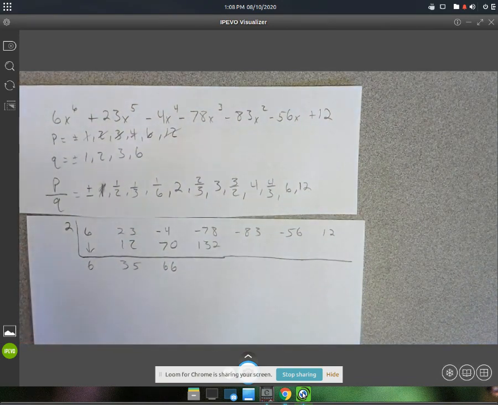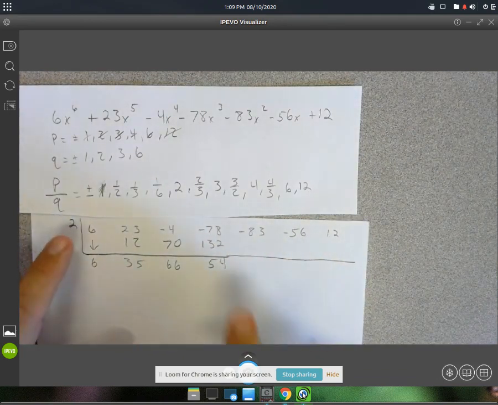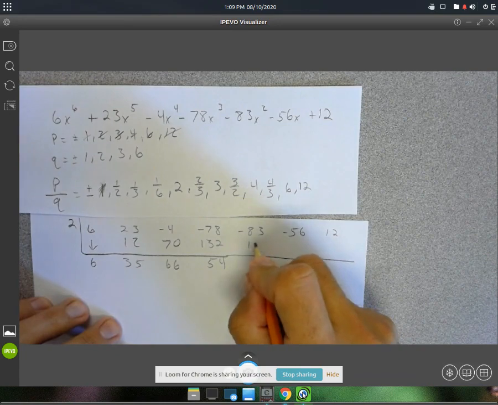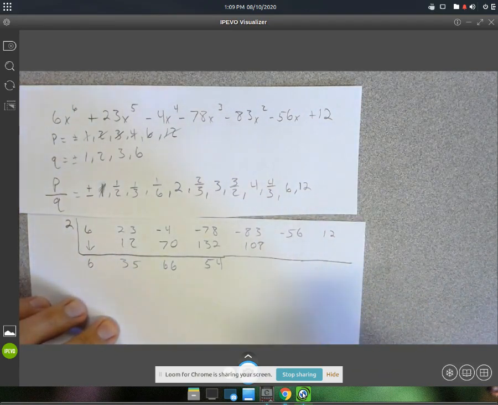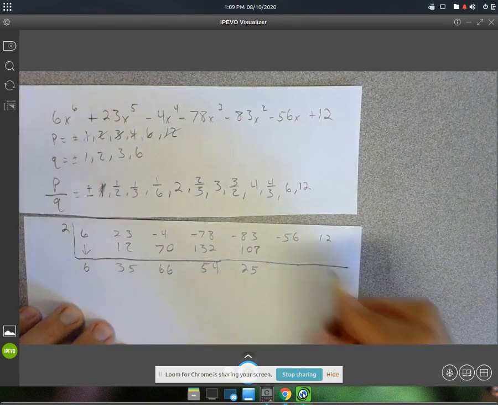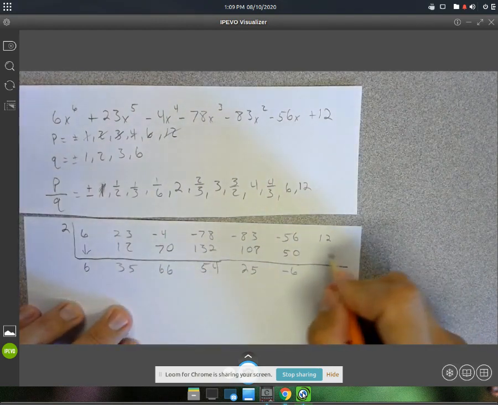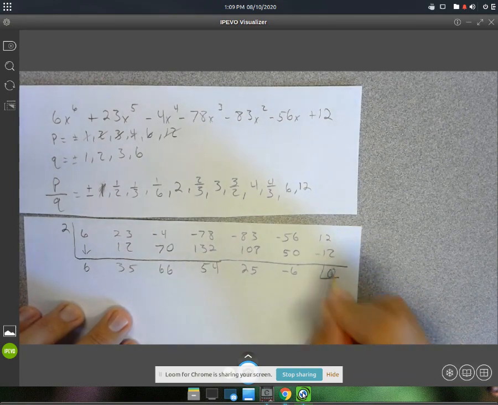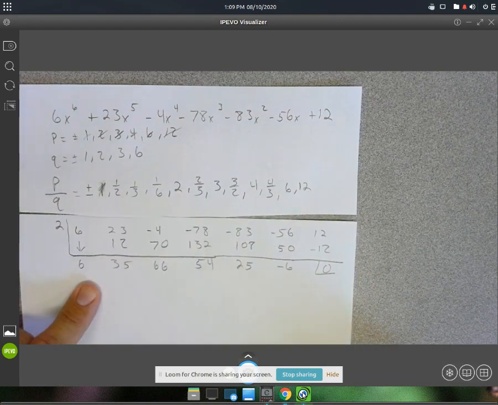Add those, and you're going to get 22 plus 32 is 54. Then 2 times 54 is 108. Add those, and you'll get 17 plus 8, so 25. 2 times 25 is 50. Add those, and you'll get negative 6. 2 times negative 6 is negative 12. Add those, and you get 0. Wow. So this is our new polynomial.